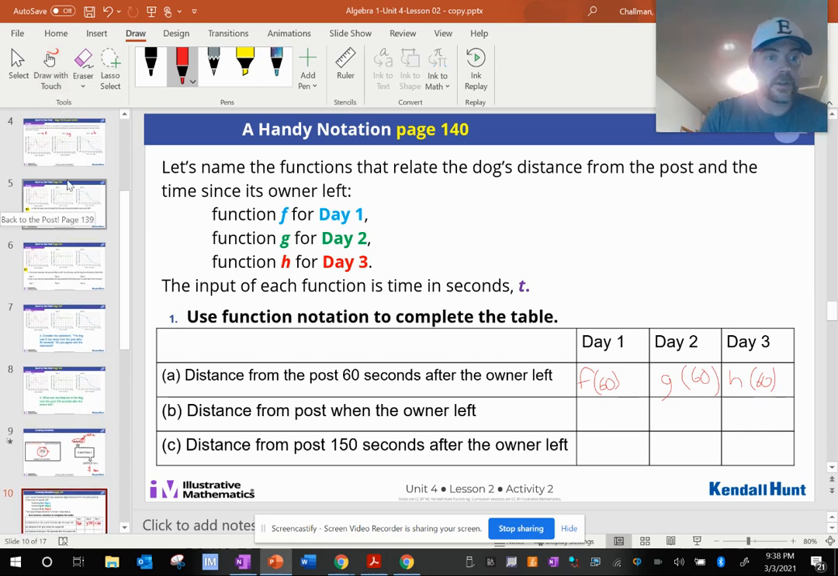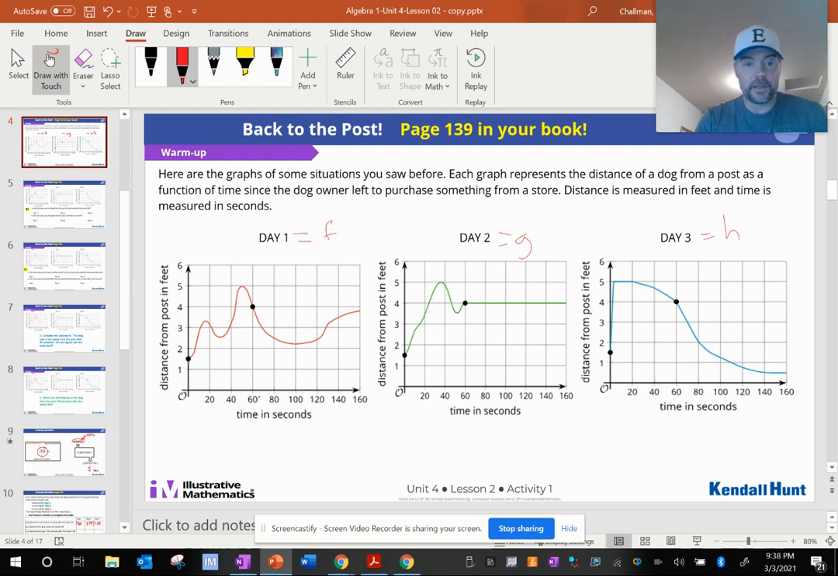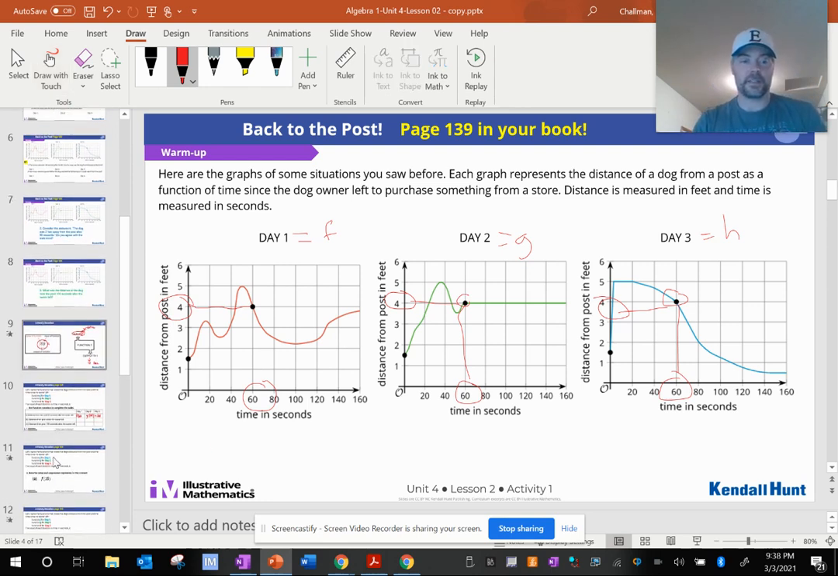If you look at the graph, it's pretty clear at 60 seconds, they're all at the same spot. They're all at 4 feet. So each one of these is actually going to equal 4, which is just a coincidence in this case. Same with this last one right here. Now we can use this to express what these things mean on these graphs. We don't just have to put a point in there or make a table or an equation. We can actually use function notation to explain it instead.